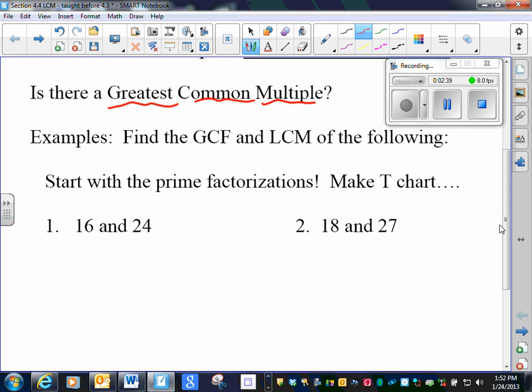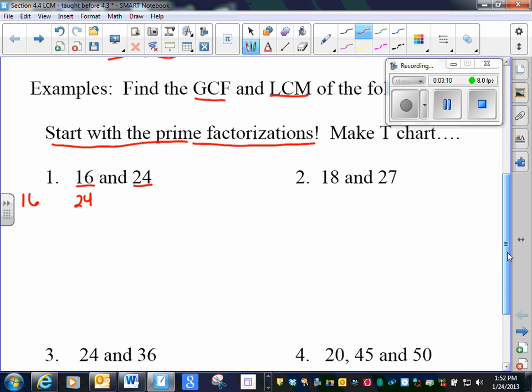Because when you get into Algebra 1, soon you will not be doing the list with the circling and everything that you did in 5th or 6th grade in elementary school. This is the method you will use. So to find the GCF and the LCM of two or more numbers or monomials, when you have variables with them, you start with the prime factorization. The very first thing you do is get the prime factorization of 16 and the prime factorization of 24.